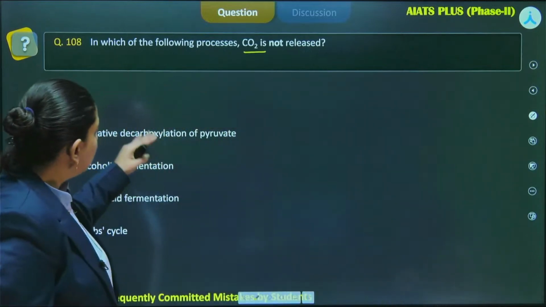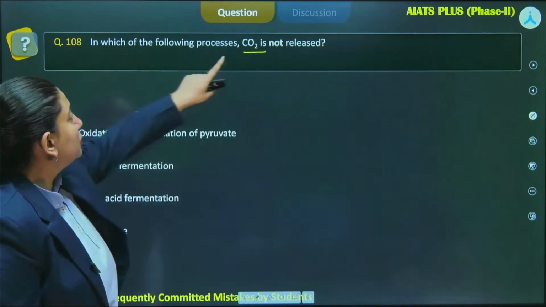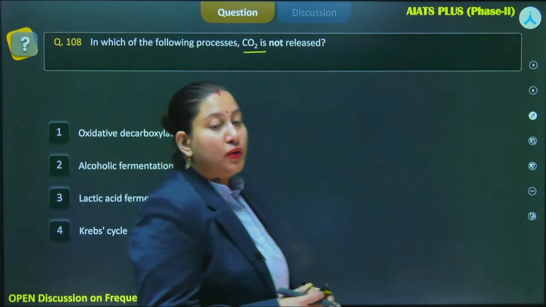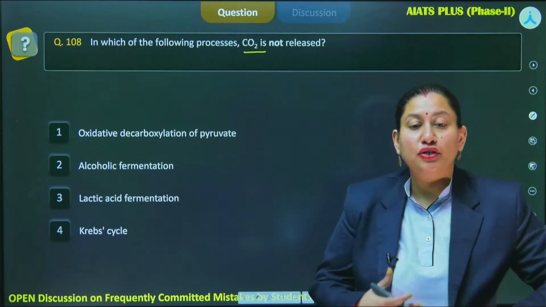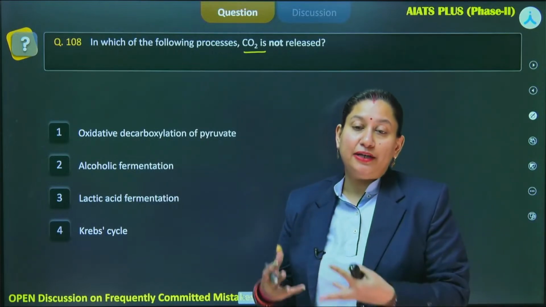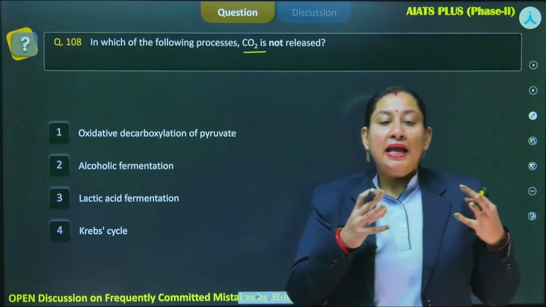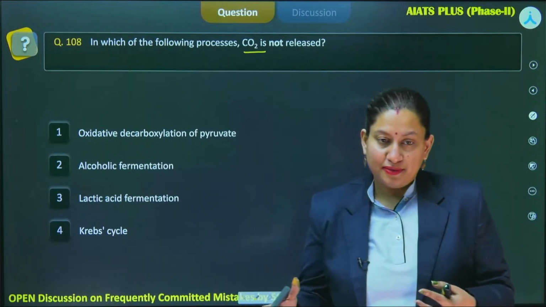So we will take up each and every reaction one by one, and then we come to know whether carbon dioxide is released during the process or not, right? So in basic, if we talk about respiration, we know respiration is all about making the energy for the cell in the form of ATP, right? And in order to do so, a catabolism has to be performed, right?